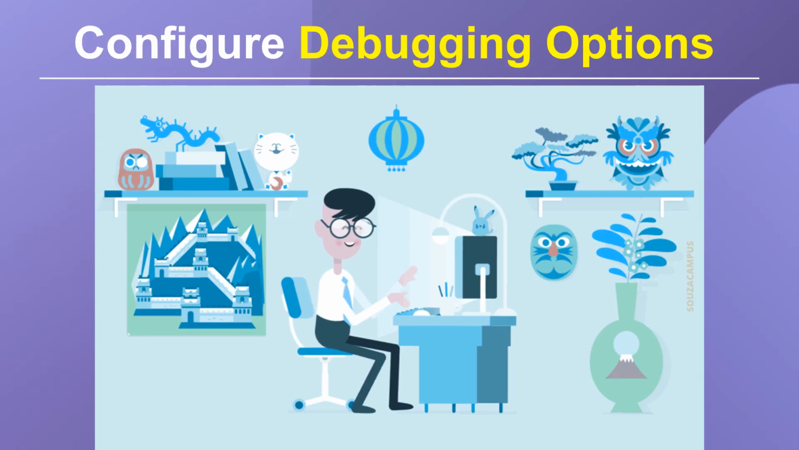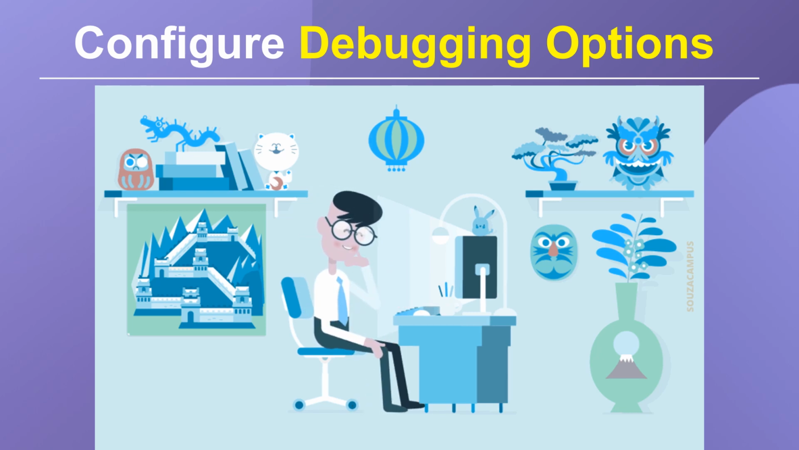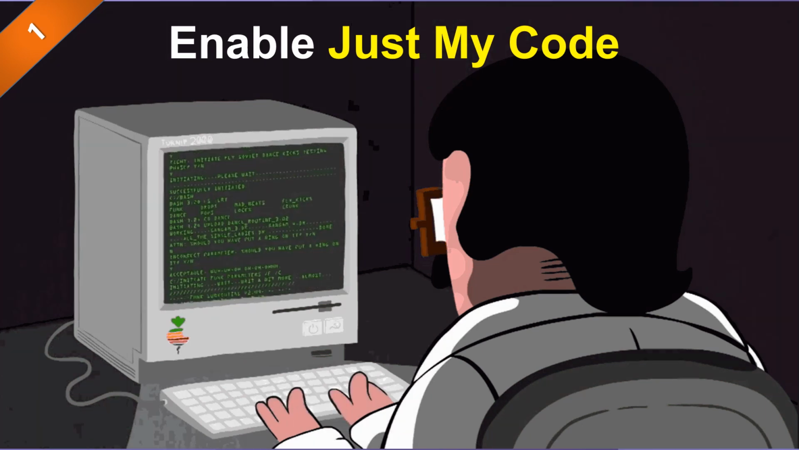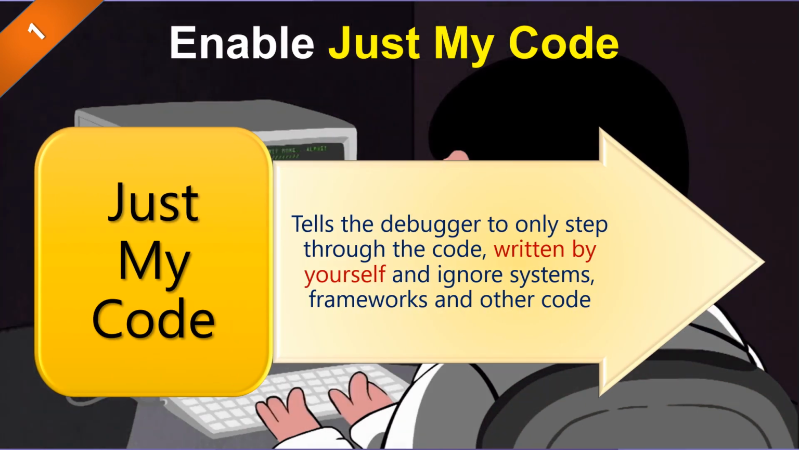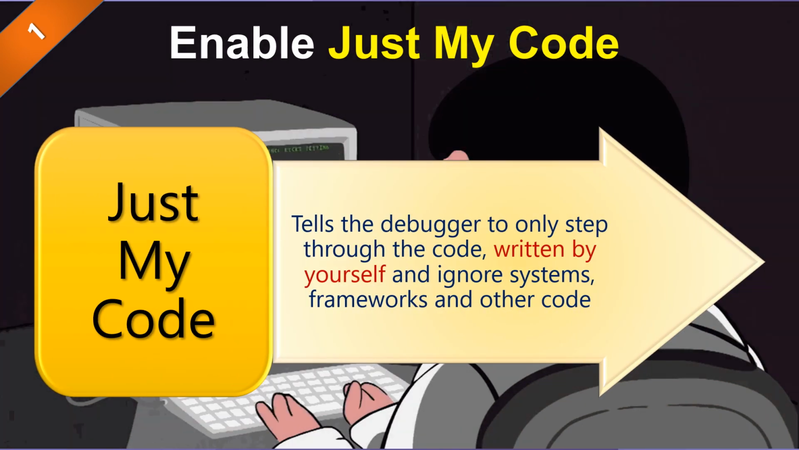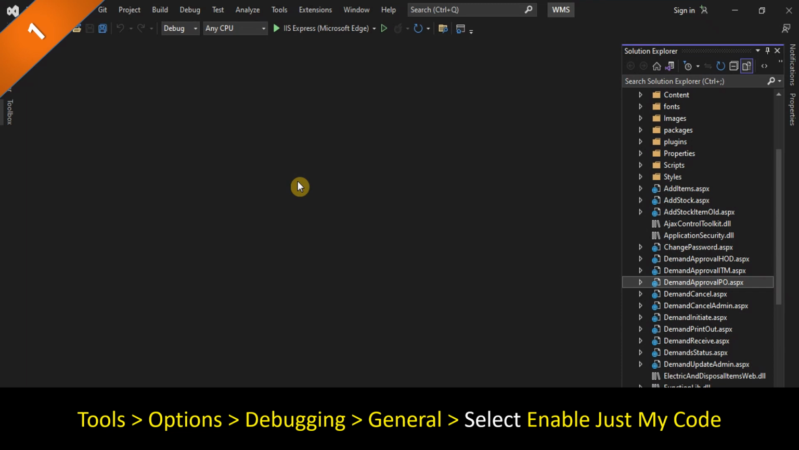If you are typically running low on memory during debugging sessions, you can optimize performance by making one or more configuration changes. The Just My Code feature tells the debugger to only step through the code written by yourself and ignore systems, frameworks, or all other code not written by you.